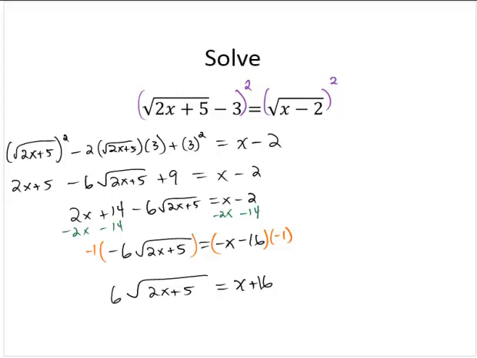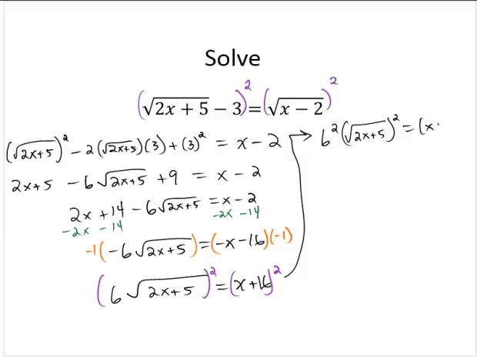Now I have the square root term isolated. I'm going to go ahead and square both sides again. So then that would give me 6 squared, square root of 2x plus 5 squared is equal to x plus 16 squared. So then that's 36 times 2x plus 5 is equal to, now x plus 16 squared, that's x squared plus 32x plus 256.